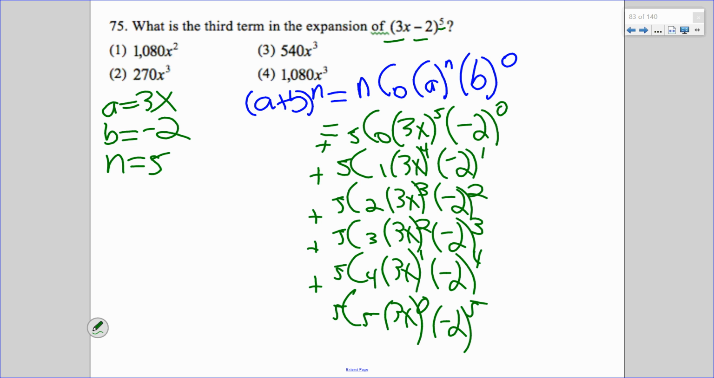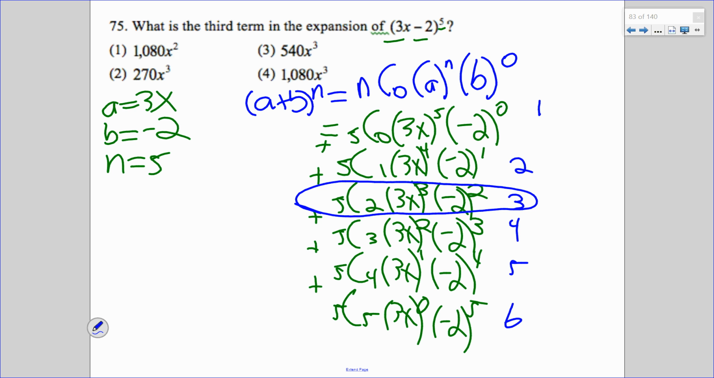It's not asking me for the whole expansion. It usually doesn't. It hasn't in a few years. It could, but it's only asking for the third term. The third term, this is my first term. This is my second term, third term, fourth term, not the one with 5C3, which is why I want you to write the whole thing out. Now that I get to this point, all I have to evaluate is that.